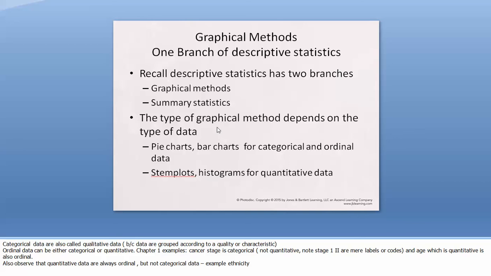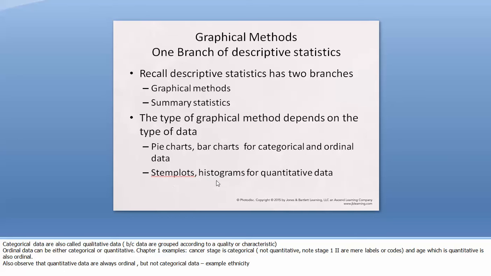One thing you need to remember is that the type of graphical method that you use depends on the type of data. There are two types of graphical methods, pie charts and bar charts, for categorical and ordinal data. And there's another two types of graphs for quantitative data, and they are called stem plots and histograms.